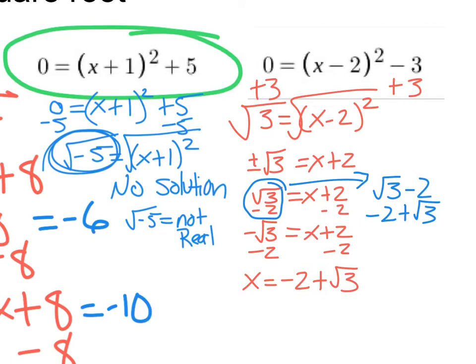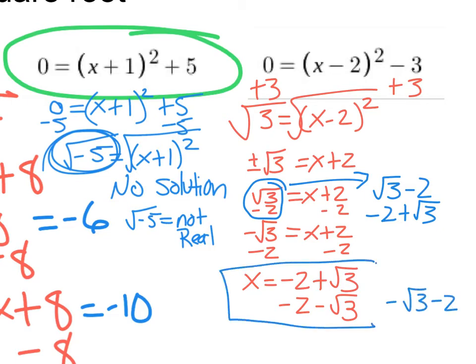Or on the second one, negative 2 minus the square root of 3, or negative square root of 3 minus 2. Either way works. So this is an example of one that could not have been solved by factoring. So it's not factorable.